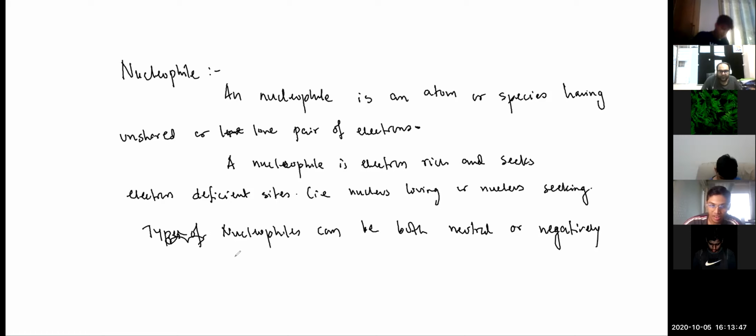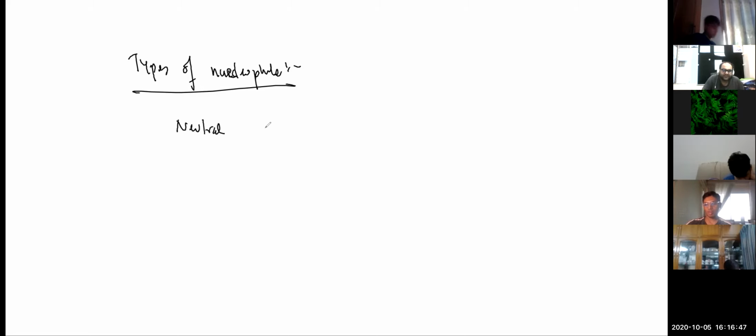Nucleophiles can be both neutral or negatively charged. So, types of nucleophile. One is neutral species. Examples of neutral species: water, ammonia, amine RNH2, and so on.